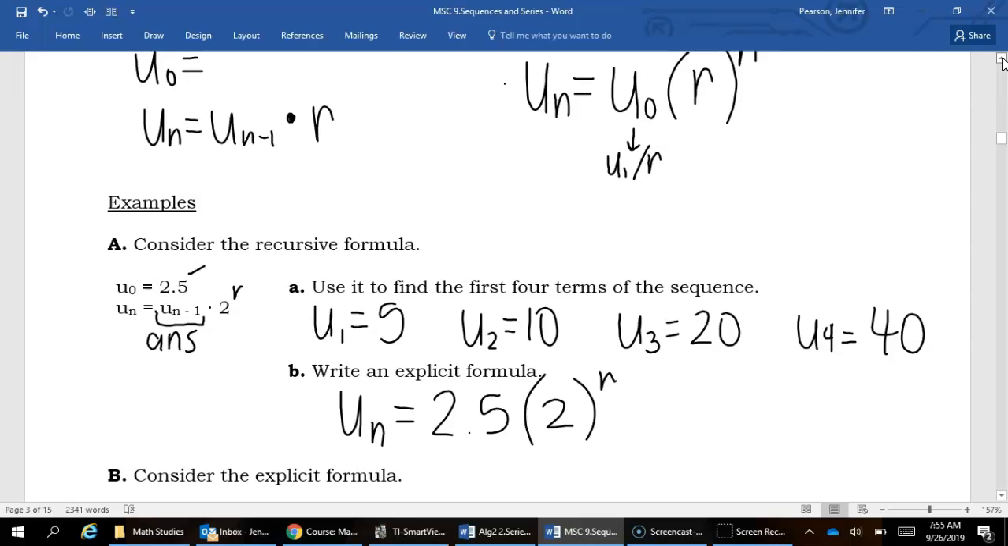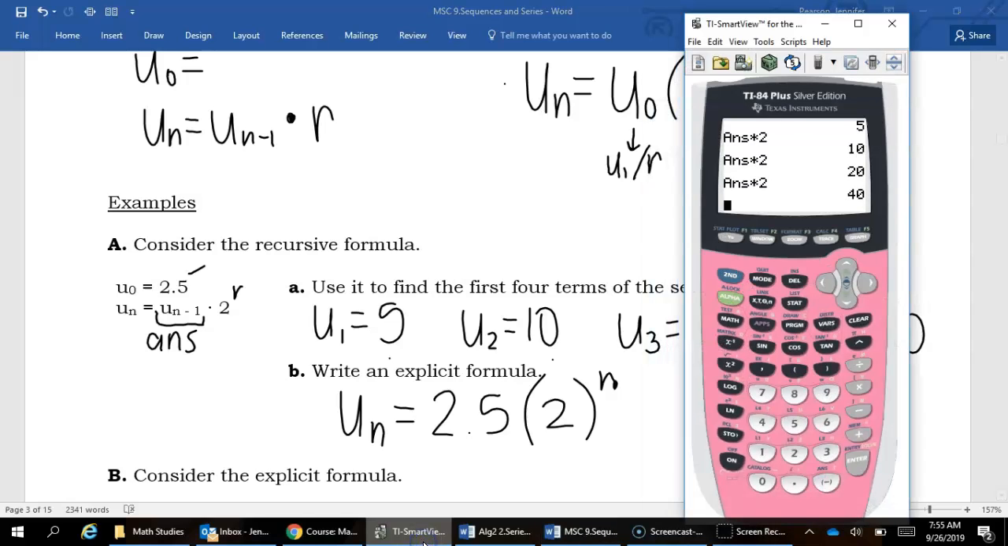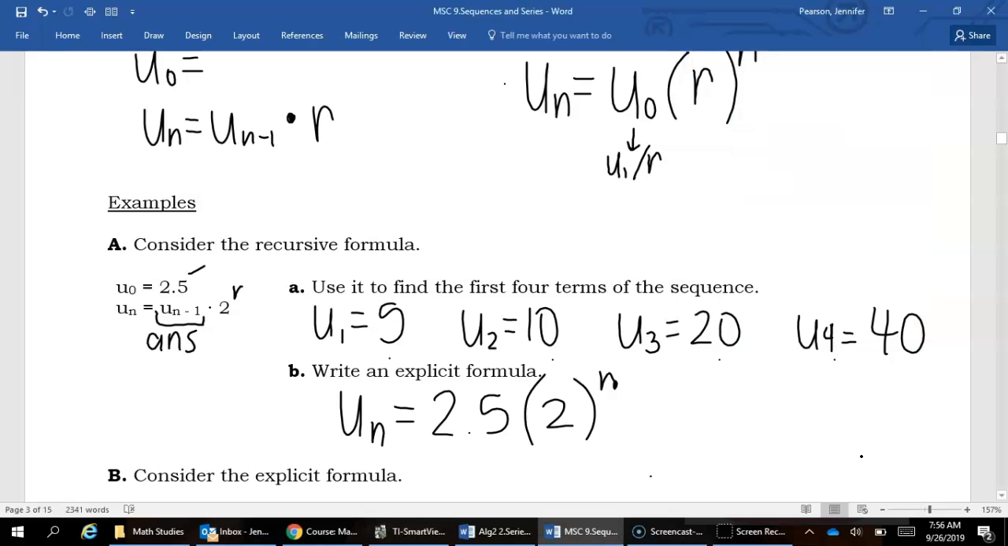And just to show how that would work, maybe if I wanted the 4th answer without having to get answer 1, answer 2, answer 3 along the way, we can put in 2.5 times 2 raised to the power of, that is called a caret, it's a little upwards arrow, raised to the power of 4 is giving me the same answer as 4 enters did. Let's go on to example B.